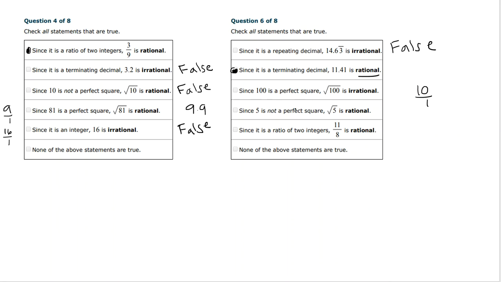Since 5 is not a perfect square, square root of 5 is rational. Not true. Square root of 5 would be considered irrational. There's nothing that you can multiply by itself to get to 5. Since it is a ratio of two integers, 11 over 8 is rational. That is also true. Okay?